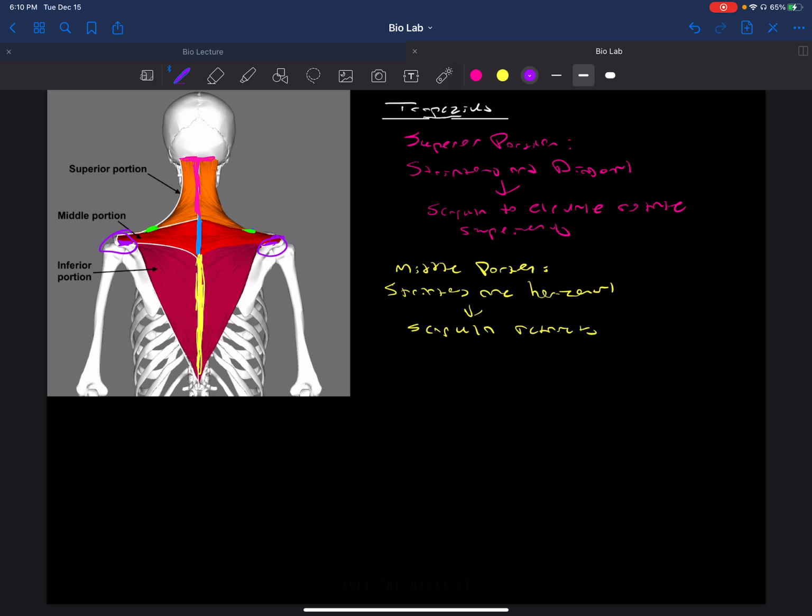And then lastly, for the inferior portion, the striations are perpendicular to the superior portion. So the scapula retracts or depresses and rotates inferiorly.